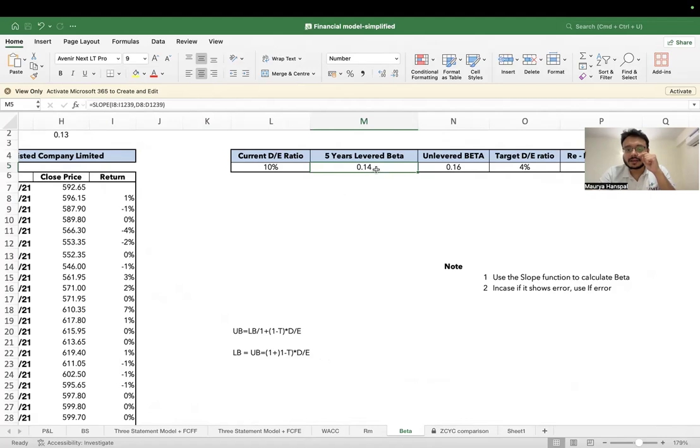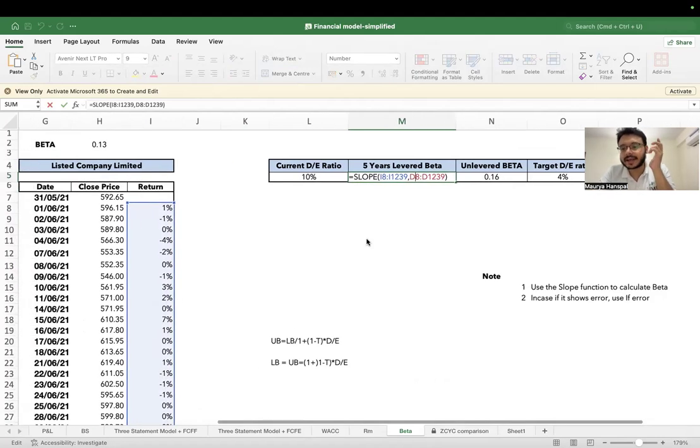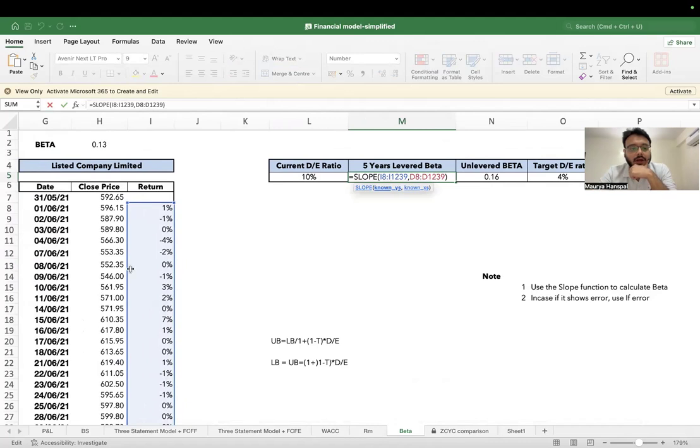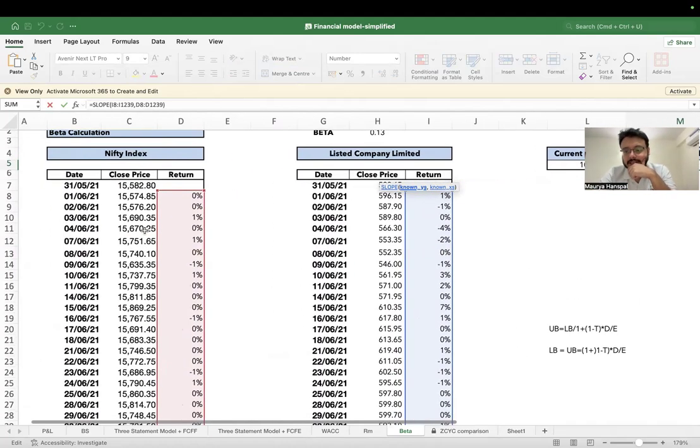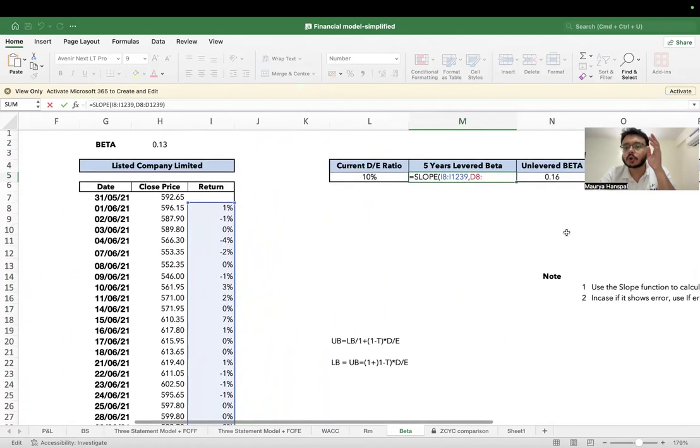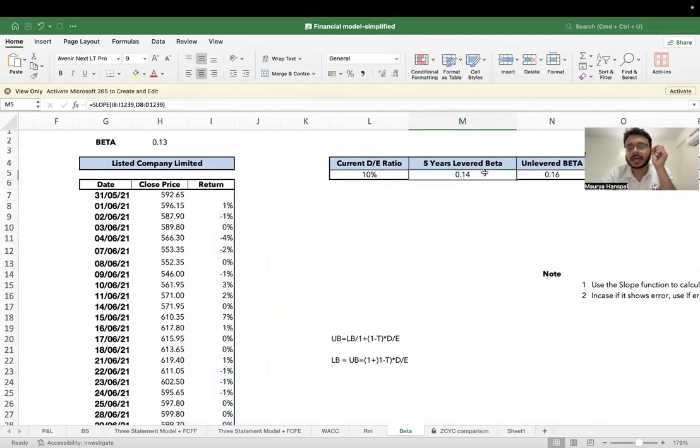How to calculate that? I've simply used a function called the slope function in Excel, equal to slope, and it will directly give you beta. It says known y and known x. Now y is taken here as a dependent variable and x is taken as an independent variable. For Y, I simply selected the daily changes in returns for the listed company, hypothetical company. And for X, I simply took the percentage change in daily returns for Nifty 50. I've done this. I selected these whole columns and I pressed enter, and here comes my beta. My 5 years levered beta is 0.14.